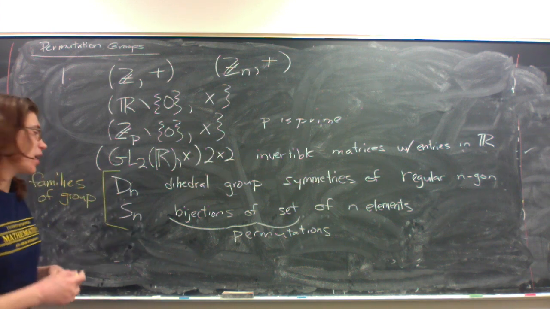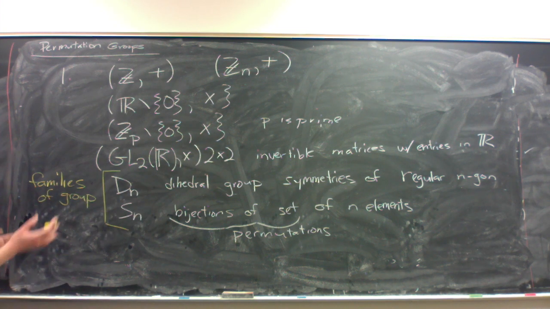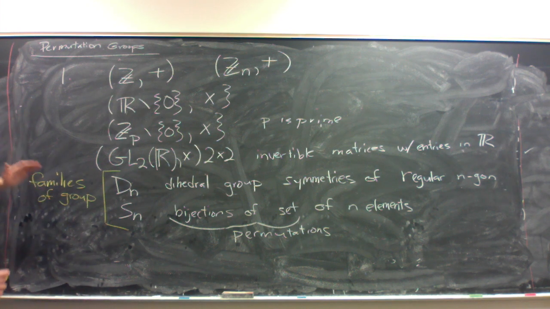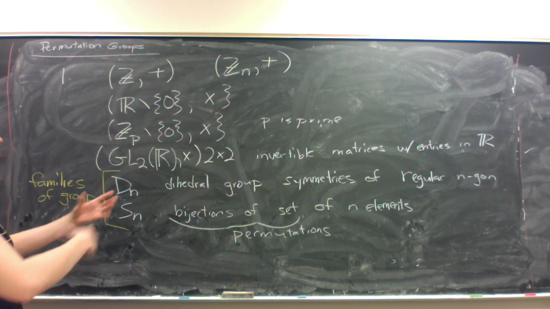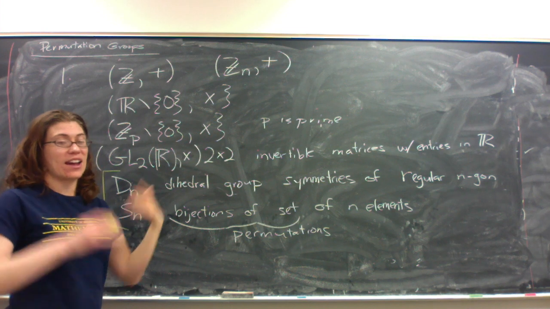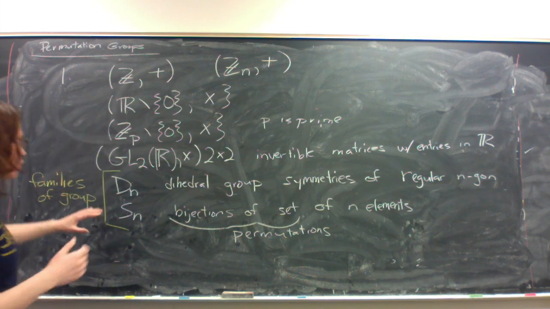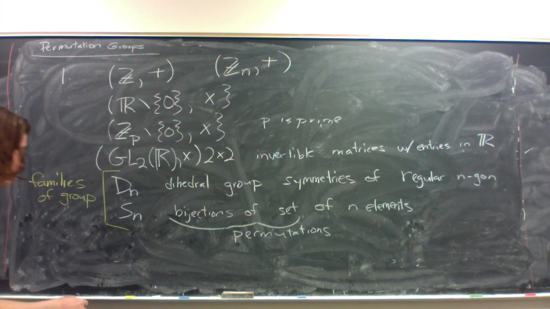These are maybe boring. But once n is 3 here, and I guess 2 here, we start to get groups that are a little bit more interesting. And there's a group for every n. So we get a family of groups, meaning I can just tell you what D_n means, and I have infinitely many of them. So talking about S_n allows me to expand this list.